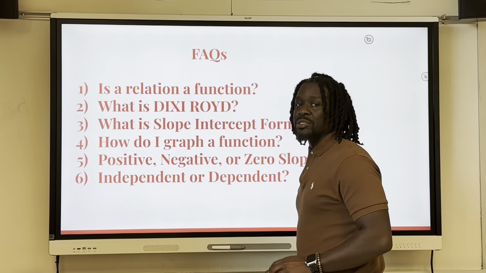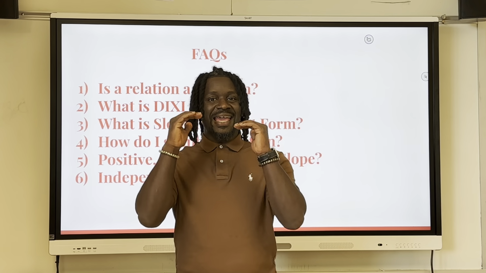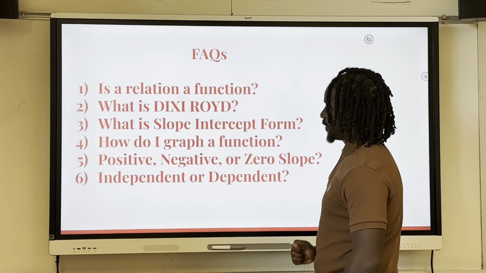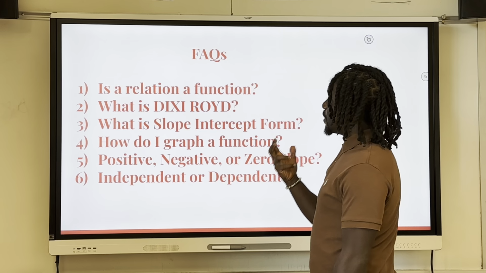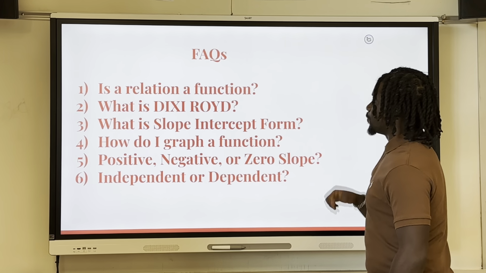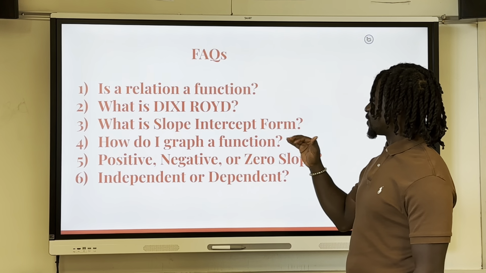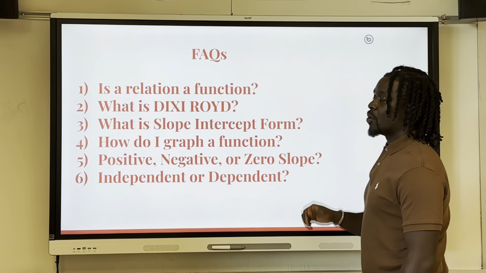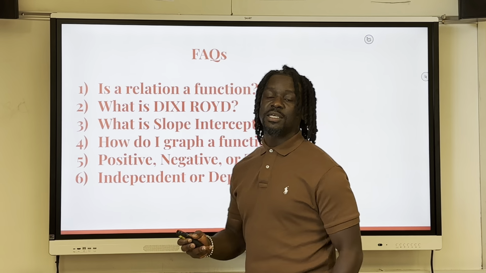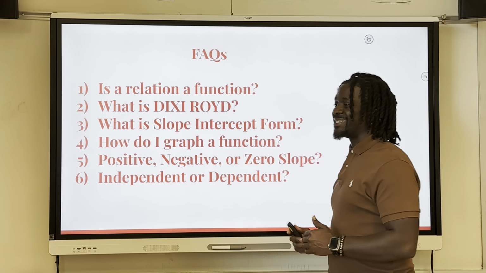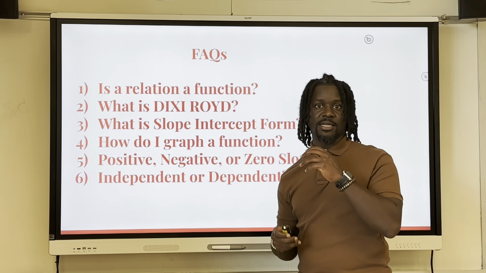Okay, I'm going to review by answering these frequently asked questions. Is a relation a function? What is Dixieroid, and why is that important? What is slope-intercept form? How do I graph a function? Is a slope positive, negative, or zero? Or how do I determine what the independent or dependent variable is? Those are the 6 questions that we're going to cover in this review.